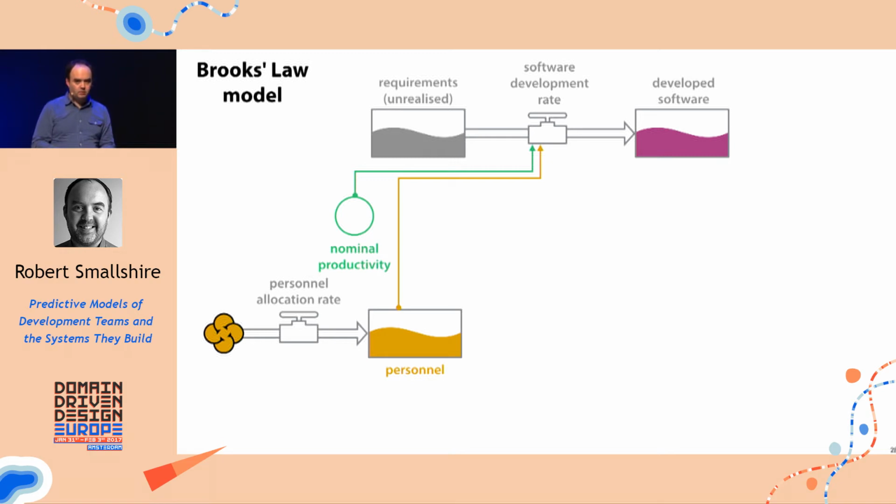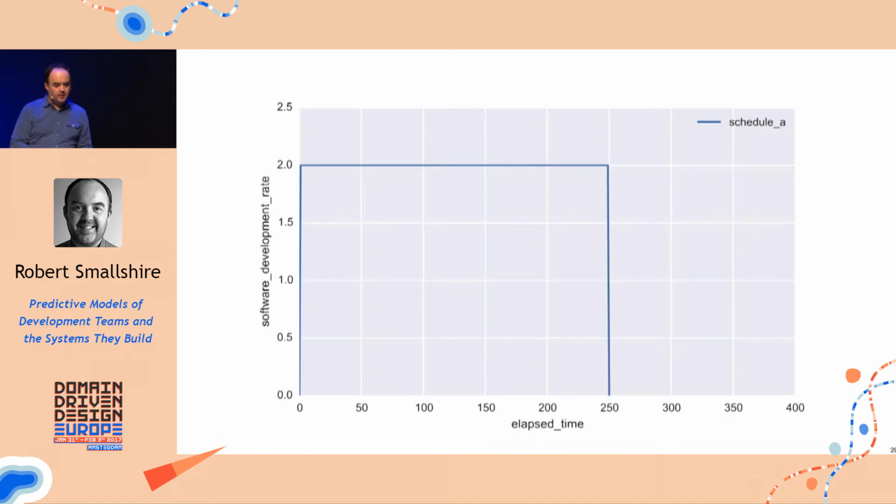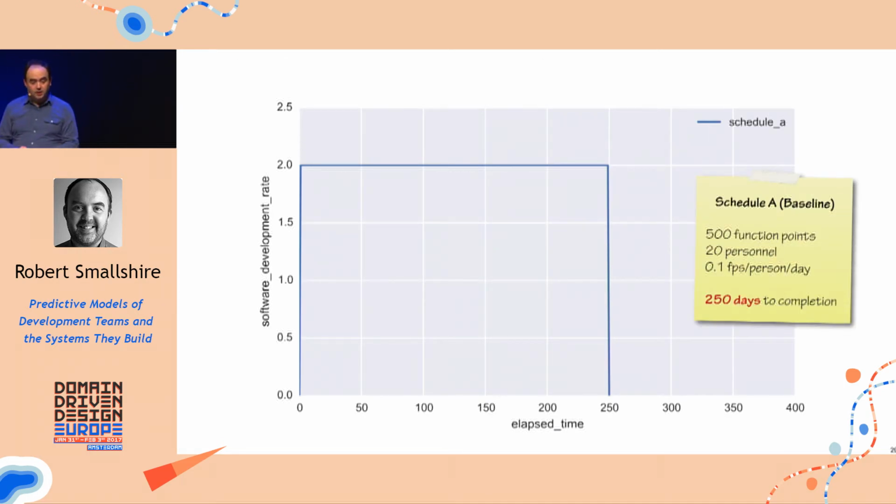With it so far? It's simple, right? And we can run our simulator and we can say that, okay, we start with 500 function points. It doesn't matter how big a function point is. This is just normalized for my notion of function point. We have 20 personnel. Each person converts 0.1 function points a day into code. Some simple arithmetic later, you can do this one in your head, and you'll realize that it takes 250 days at this constant rate to convert everything into code.